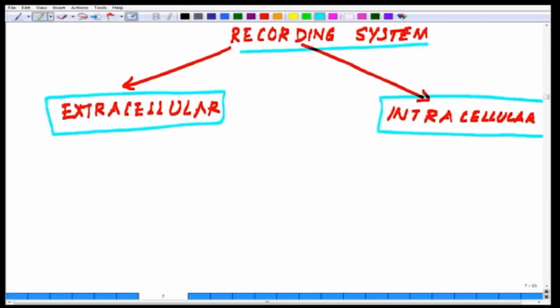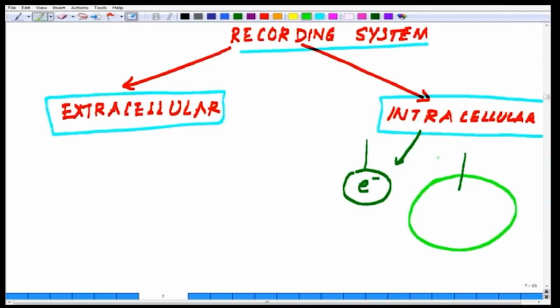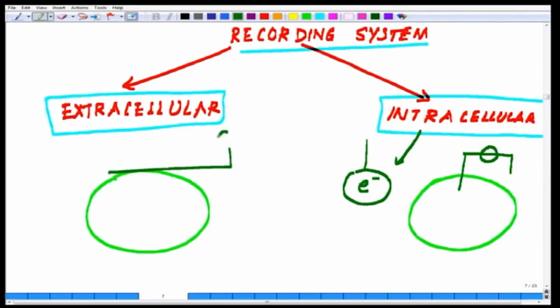So here, if I represent the electrode by E, and this is the cell, then the electrode is in this position with respect to outside. Here you have the measurement. So it is inside the cell. The second configuration is like this, where your electrode is outside the cell with respect to whatever measuring device you have, and there is another electrode at a distance. This is the other configuration.